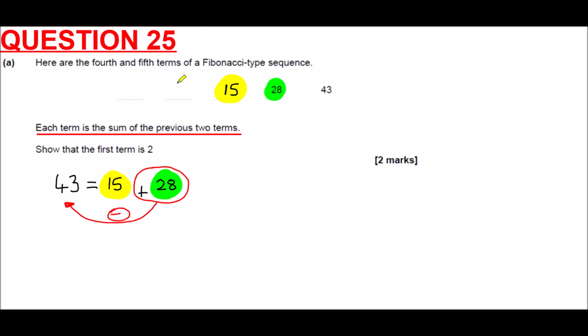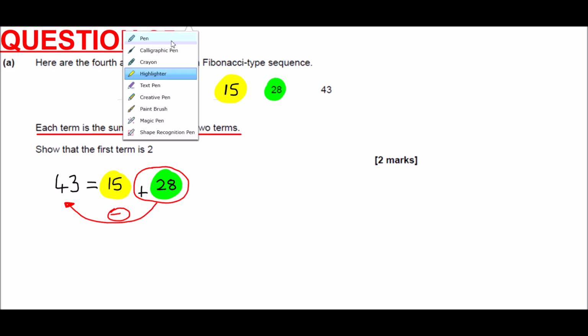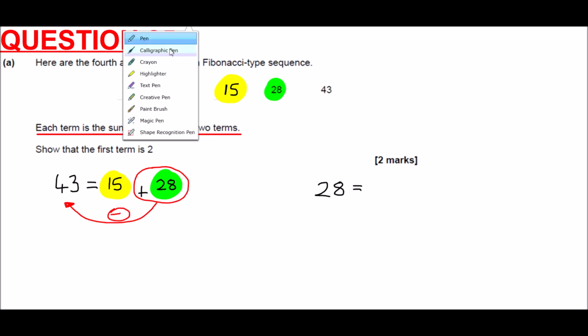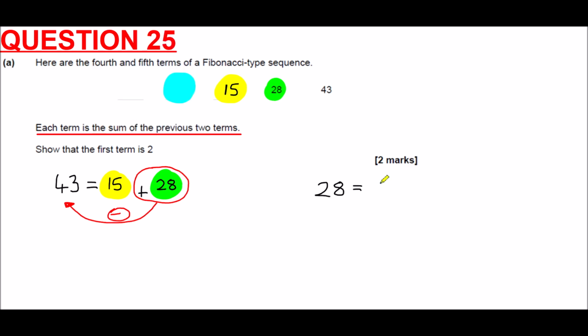Now going one number back again. Now look at 28. We got 28 by adding the two terms before 28. So 28 must have been arrived at by adding this blue one to the yellow one. Just using the rule of Fibonacci.